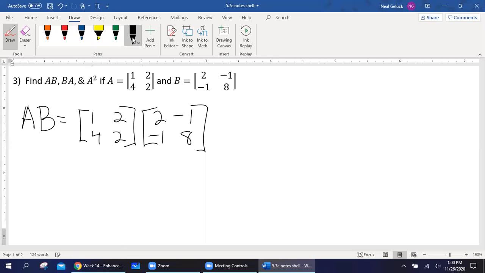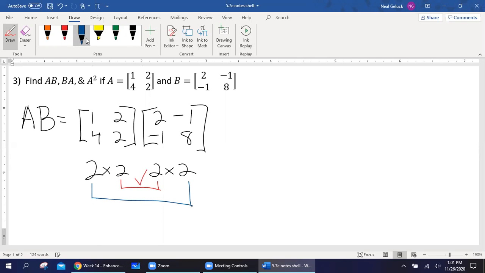Okay, before I even get started with multiplying, I need to check if I can multiply them. So A is a 2 by 2, B is also a 2 by 2. The middle numbers match. So check, yes, I can multiply them. My answer matrix will also be a 2 by 2.